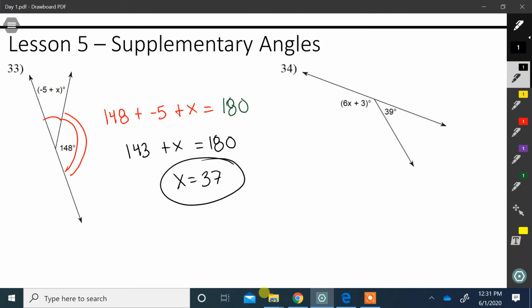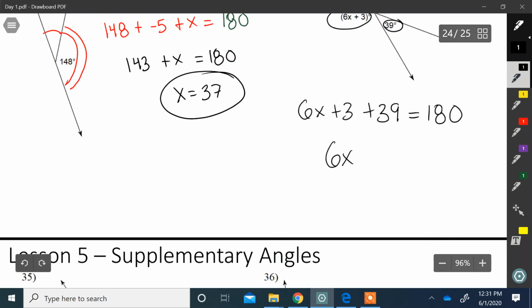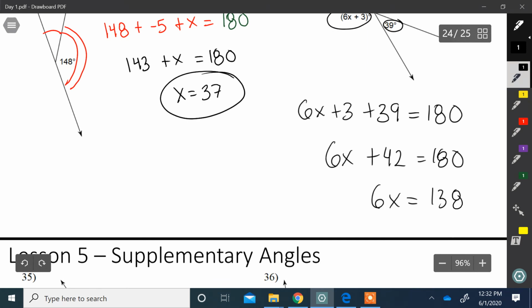Same idea with this problem here, number 34. This plus this, that better add up to 180 degrees. So we got 6x plus 3 plus 39, that's gonna add up to 180. So 3 plus 39 is going to be 42. 180 minus 42 is going to be 138. Let's go ahead and divide that by 6, and that's going to give me 23.